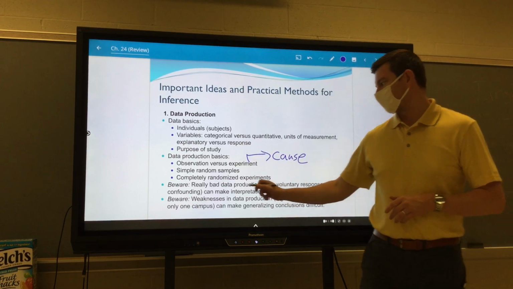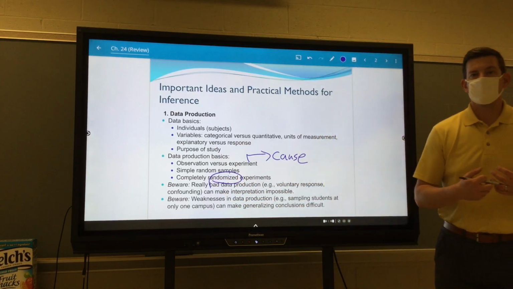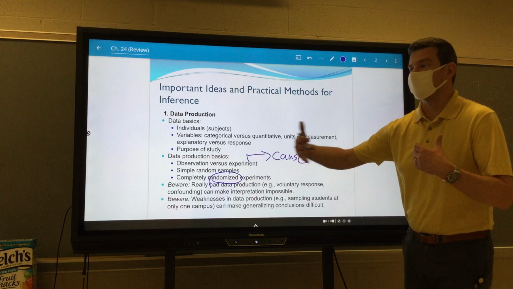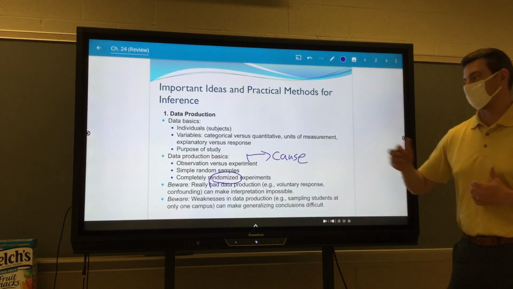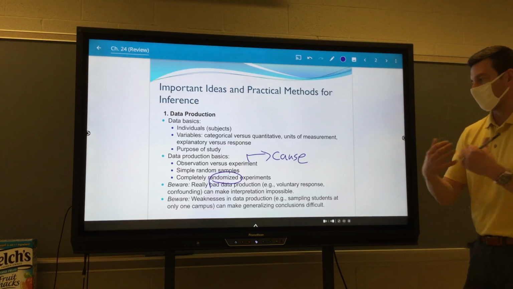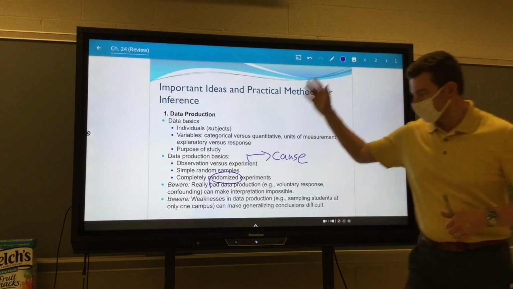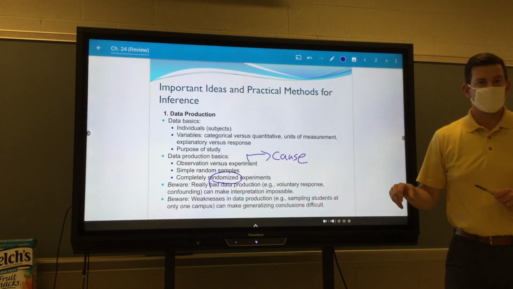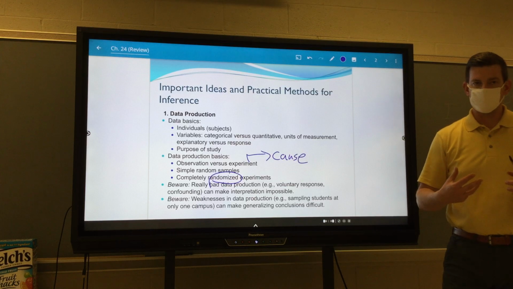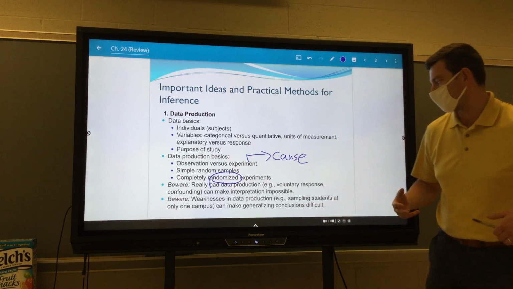We know that the randomization really helps us with the selection of our sample. It helps us with the assignment of our treatment in the randomized experiment. We put a lot of trust and faith into that randomization. And over these next few slides, you'll see some of these beware bullets. Okay? We've talked about a lot of things over the course of the year that we need to watch out for as part of this process.